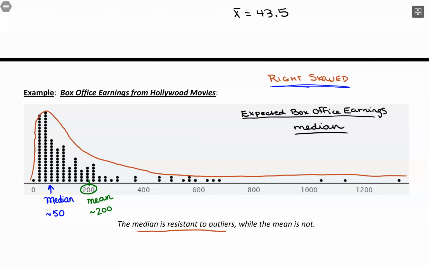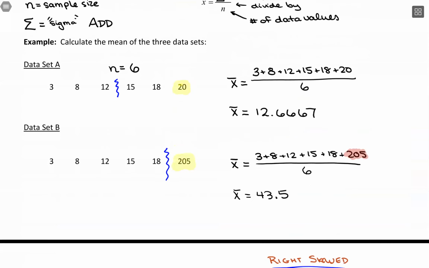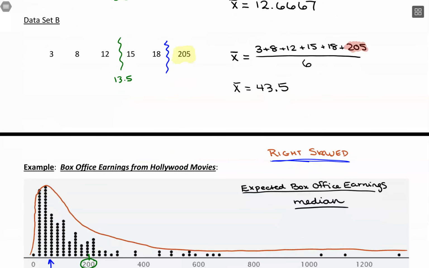It's not going to be affected because it's just a location. If I went back to these two data sets here and talked about the median, it actually wouldn't change. For this first case, data set A, the median we found up above there was 13.5. If I found the median for data set B, it would still be at 13.5. So it would ignore that outlier, which would be okay for this idea of center.